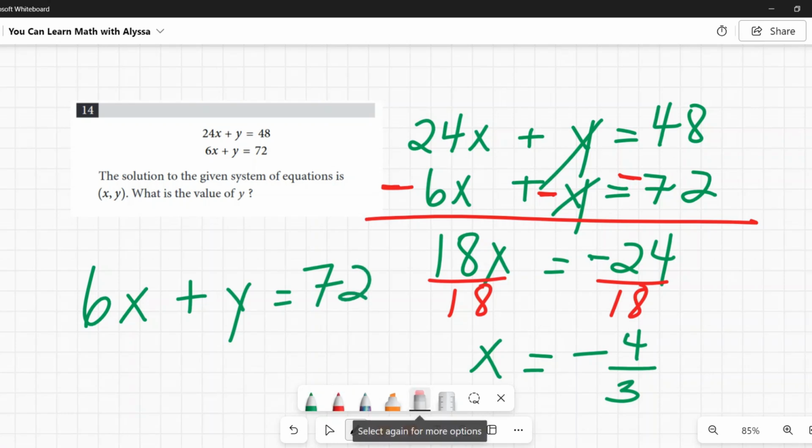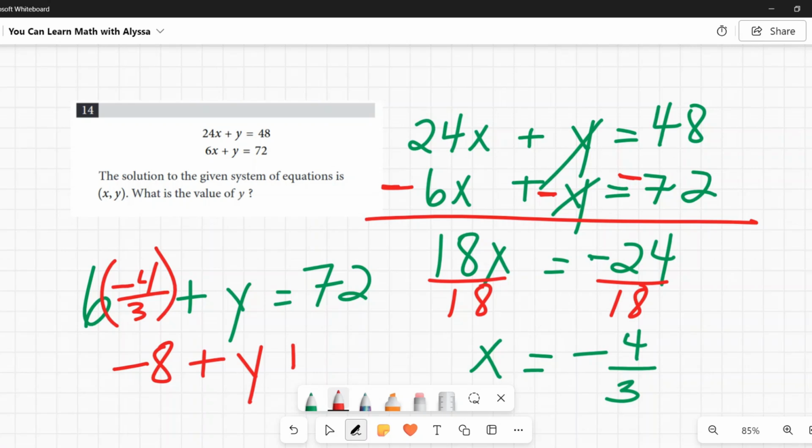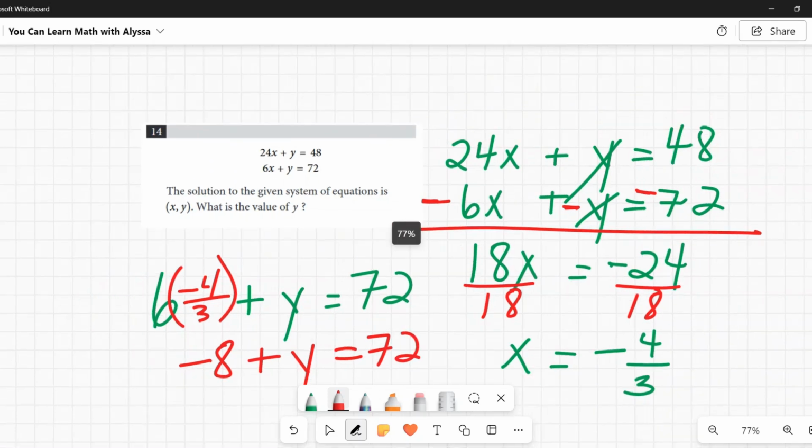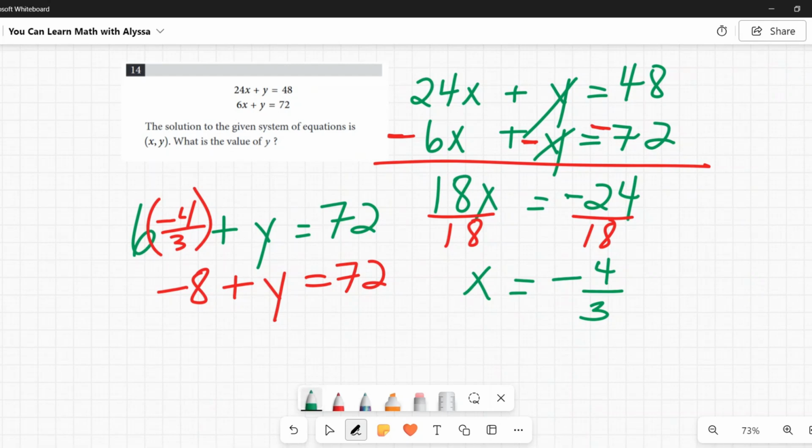So if x is -4/3, to do this quickly in my head without using a calculator, I go 6 times -4, then divide by 3. For me, that's just a little faster than typing 6 times parentheses -4 divided by 3 parentheses equals. Your mileage may vary. So 6 times -4 is -24, divided by 3 is -8. So -8 plus y equals 72. So I have that -8. I want to undo that, so I'm going to add 8 to both sides, and I get that y is equal to 72 plus 8, or 80.